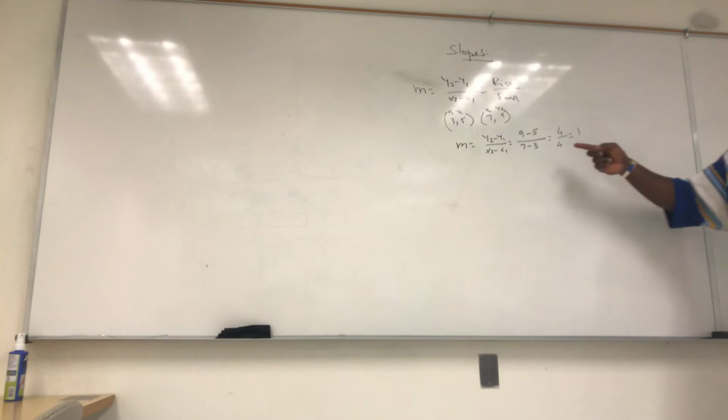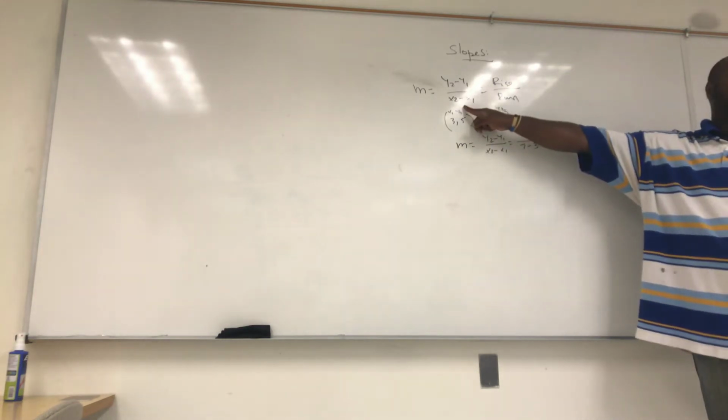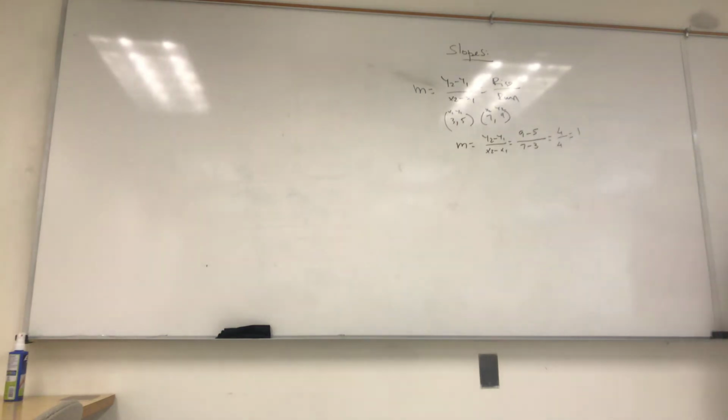So all you need to remember really is this formula, y2 minus y1 over x2 minus x1. And that's how you find the slope. Now, the next one is determine the slope of a line given an equation.